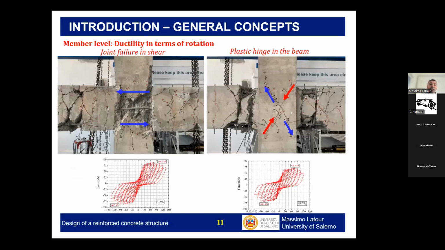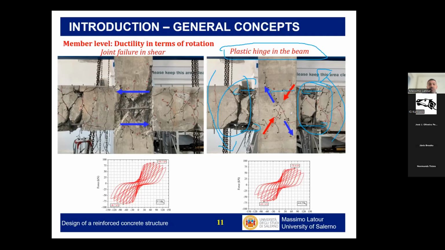So here you see two examples. This is, let's say, a case where we have the formation of a plastic hinge in the beam, in this region. Obviously, depending on the direction of the forces, represented for example with these bending moments, we will have compressive forces in concrete and tensile forces in the bars.